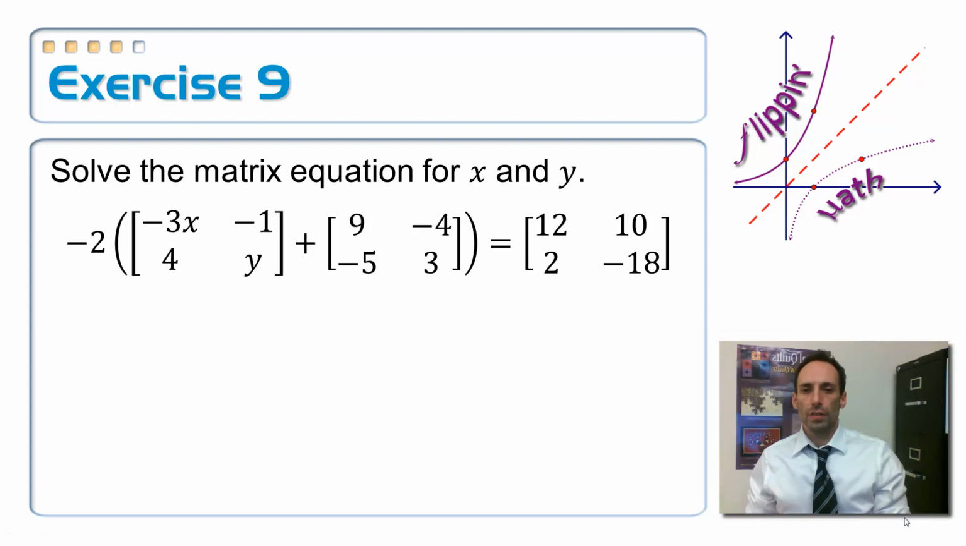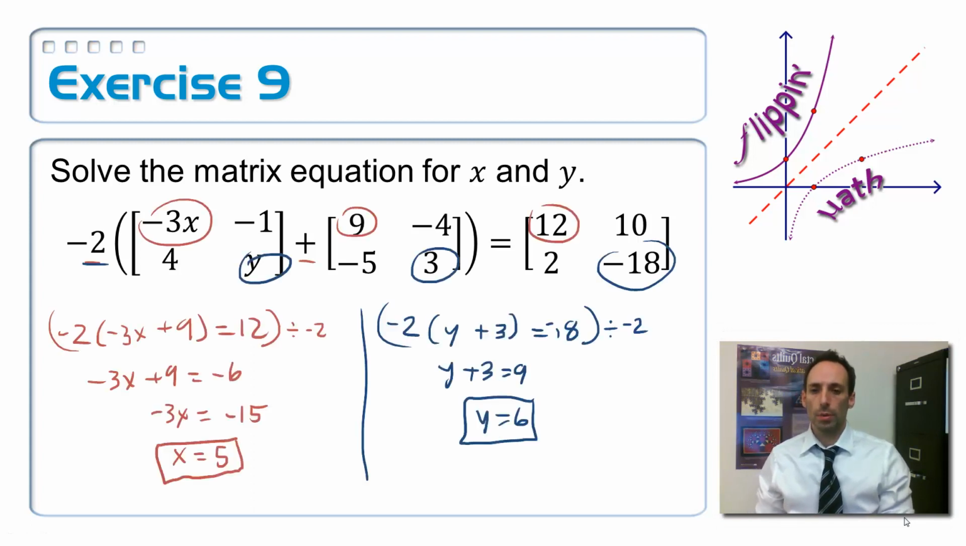Alright, I hope that you didn't find that too terribly challenging. Here we go, setting up an equation with x's. I get negative 2 corresponding elements times negative 3 plus the 9. All this should be equal to 12. Solve it, we get 5. For the second equation for y, negative 2 times parentheses y plus the 3 should give me negative 18. Solve it, I get 6.